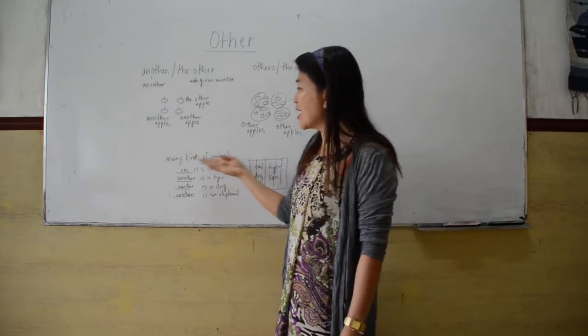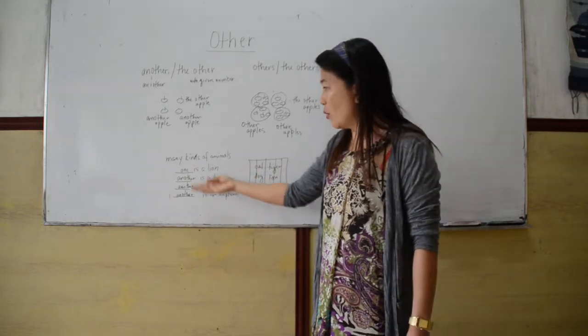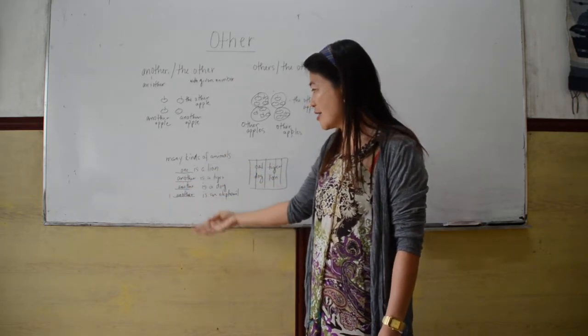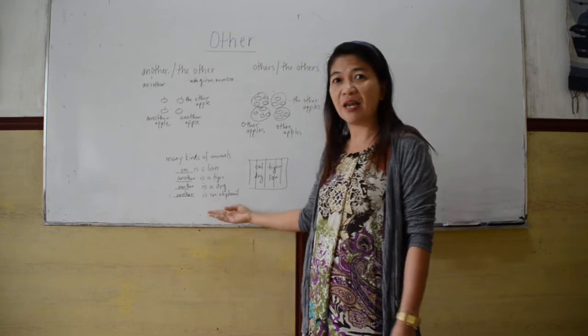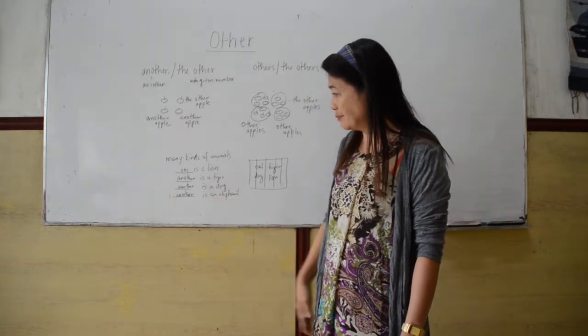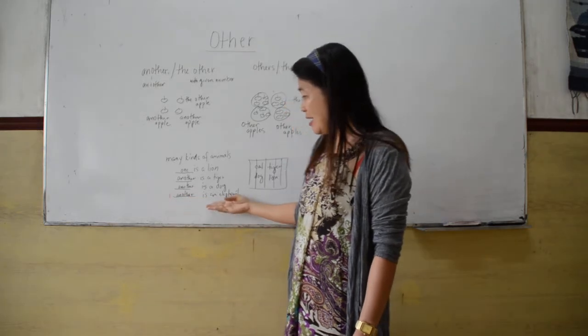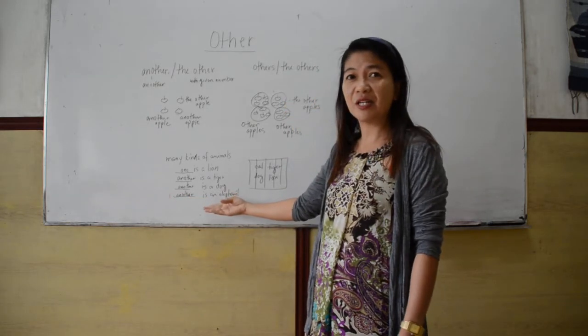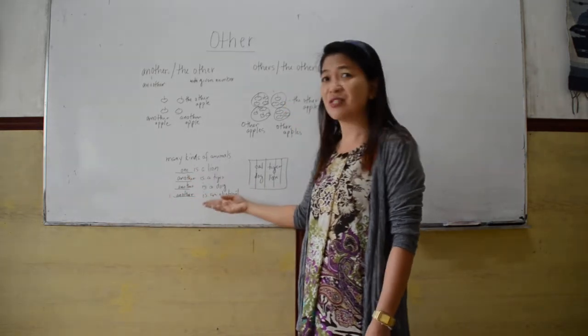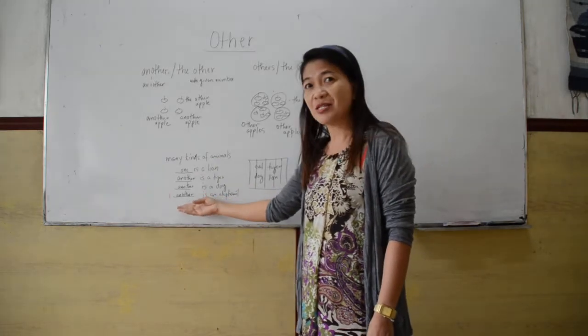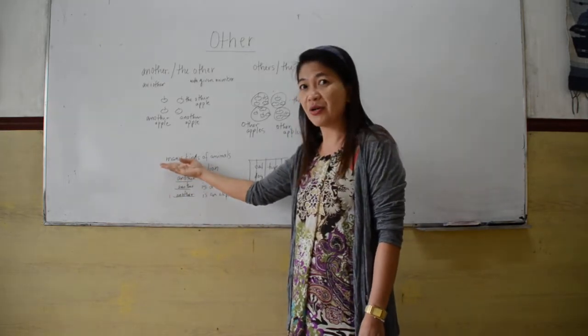There are many kinds of animals in the world. One is a lion, another is a tiger, another is a dog, another is an elephant. Now, if you notice, I didn't use here the other. Why? Because elephant here is not the last animal in the world. There are still many kinds of animals. This is not the last one, and I didn't mention a number.